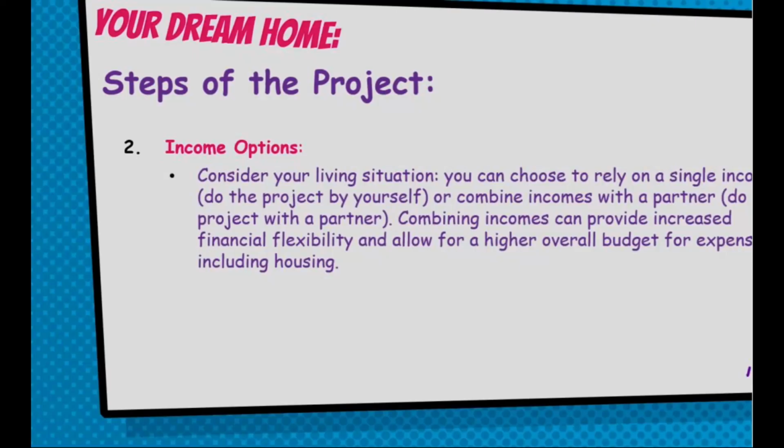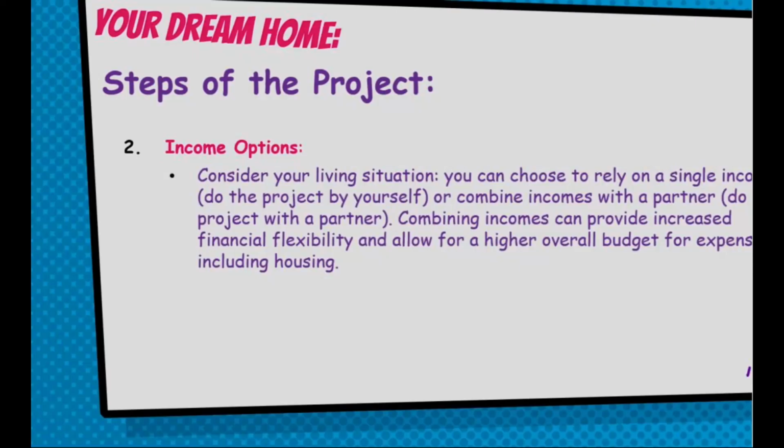So you can rely on your single income, which means you're going to do the project by yourself. I know y'all try to get groups of three. There's no groups of three. This is either by yourself or with a partner. Trust me, I would like it if it was groups of three because I'd have less to grade. But no, that's not how this is going to work. So you can do the project by yourself, or you can combine incomes with a partner.